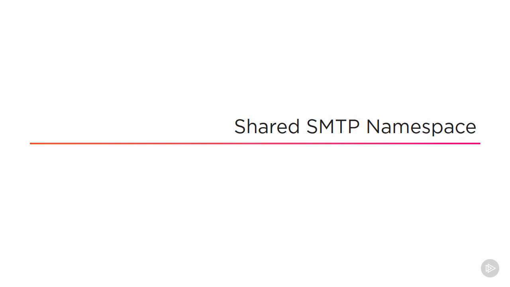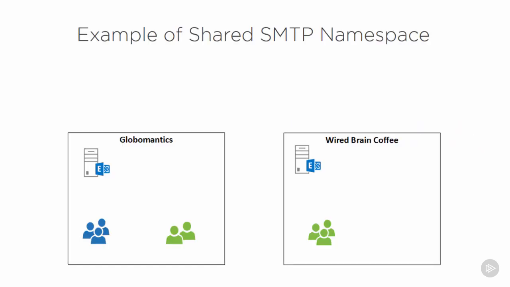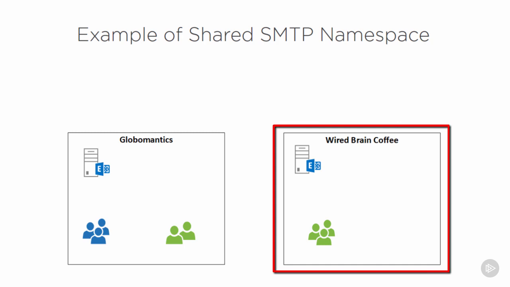Now let's look at a typical shared SMTP namespace. As an example, let's consider the Globomantics environment and the separate Wired Brain Coffee brand that is being spun off into their own organization. The new environment for Wired Brain Coffee has been built, but there's going to be a period of time during the migration that some Wired Brain users and their mailboxes are still in the Globomantics organization.